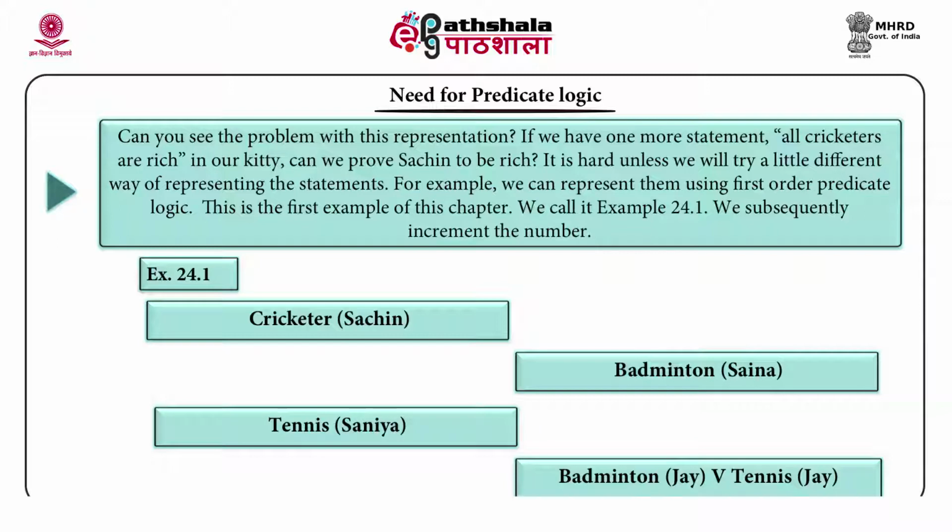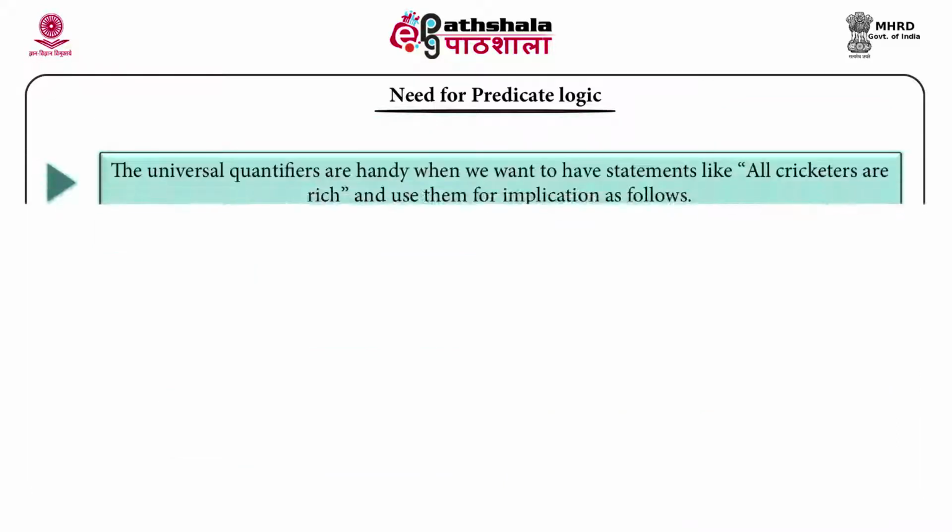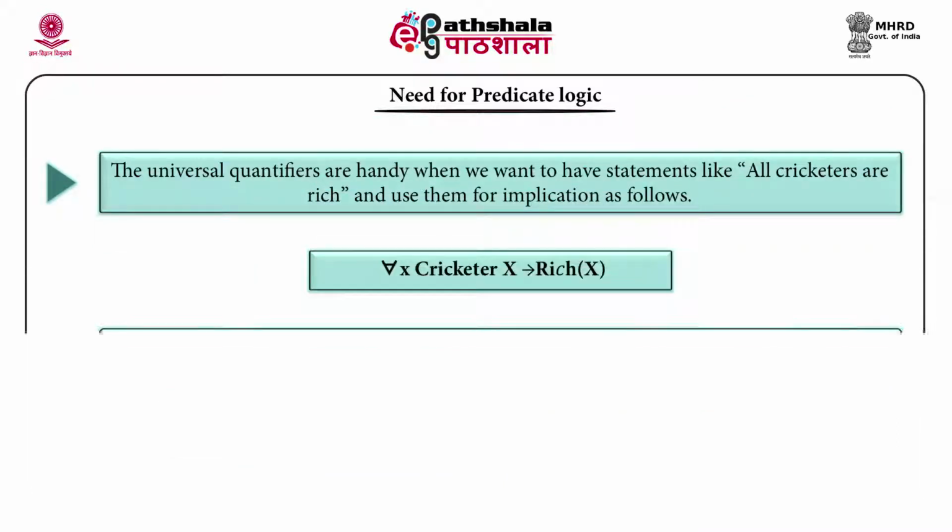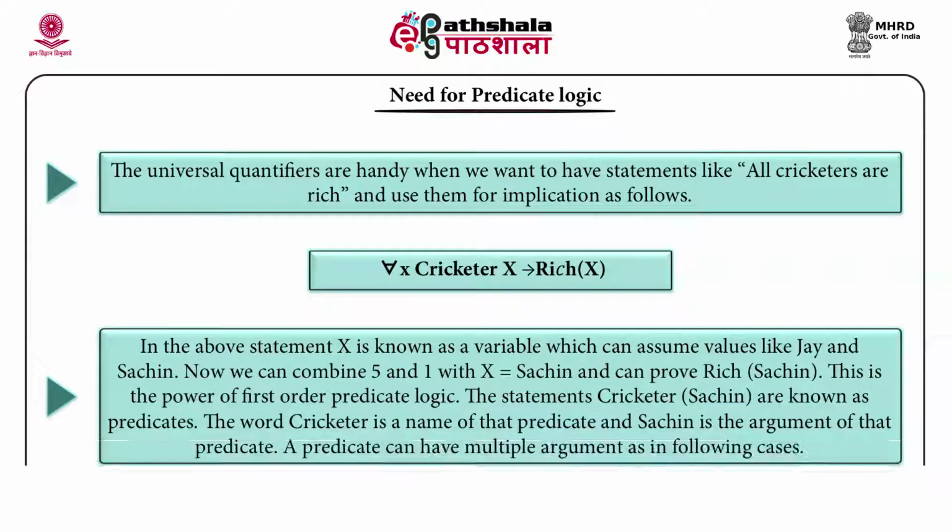It is example 24.1 in the write up, which shows the same information that we had plus the information that all cricketers are rich. You can see cricketer Sachin, badminton Saina, tennis Sania, badminton Jai or tennis Jai, and then you can say for all X, cricketer X implies rich X. Now, this is a very simple but very elegant way of telling that if X is a cricketer, then he is rich. And you will have to just say that X equal to Sachin, then you can prove rich Sachin. Okay, so that is how.